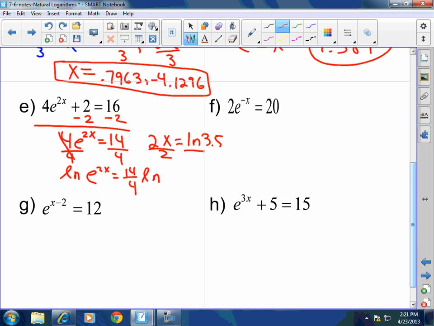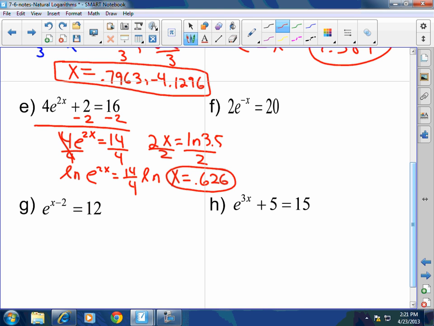Now divide by 2 in your calculators. What is the ln of 3.5 divided by 2? Yes, 0.626. Good job. And there it is. Let's look at f.